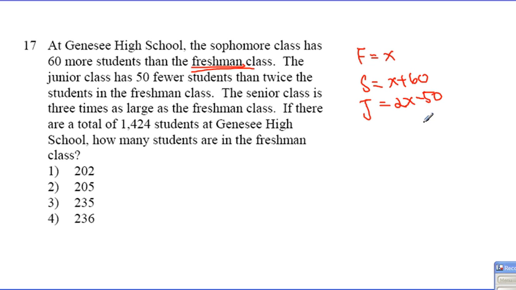Now, senior class is 3 times as large as a freshman class. So senior is 3 times as large as freshman. So that's why we came to their total becomes 1424. So let us try to add them up. What do we end up getting? We have 10 at the end, plus we have 7x.